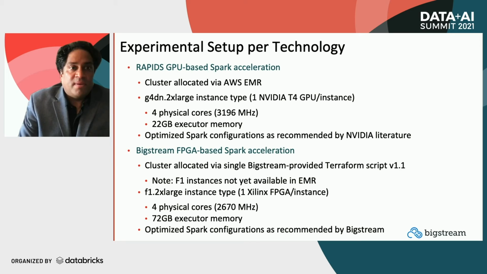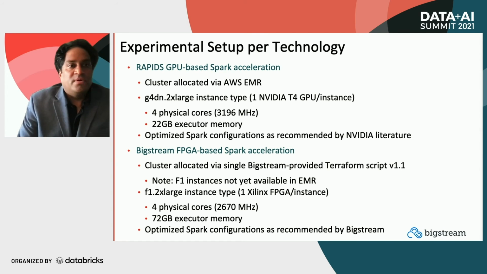So the name of the GPU technology is called Rapids. It's provided by NVIDIA. And you can allocate a Rapids cluster via AWS EMR, Elastic MapReduce, which is the managed Hadoop service. The cluster is comprised of G4DN.2xlarge instances, which is a standard GPU instance that has a single GPU in it. You can see the characteristics of it in terms of cores and memory. And we basically optimized the Spark configurations as recommended by the NVIDIA literature for Rapids.